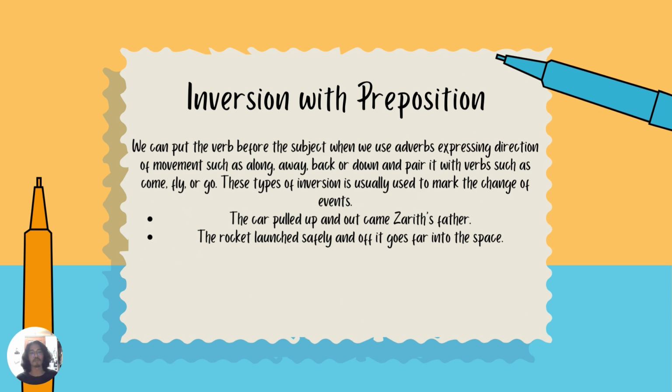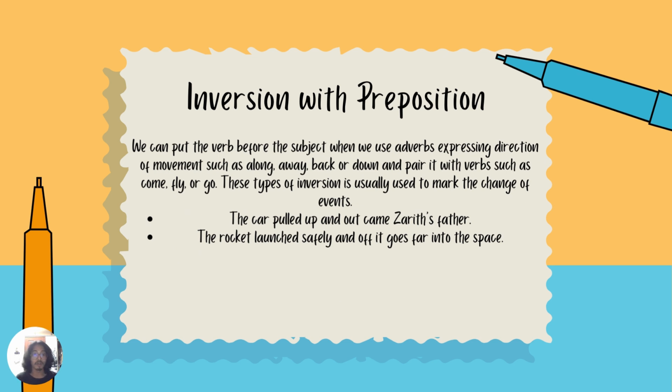Okay, and the last one would be inversion with prepositions. We can put the verb before the subject when we use adverbs expressing direction of movement such as along, away, back, or down and pair them with verbs such as come, fly, or go. These types of inversion are usually used to mark a change of event. For example, "The car pulled up and out came Zari's father."